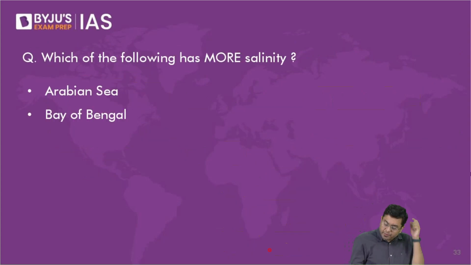Okay, so here, which of the following has more salinity? Always Arabian Sea will have a greater amount of salinity as compared to Bay of Bengal. Bay of Bengal has lesser salinity because of influx of river water.